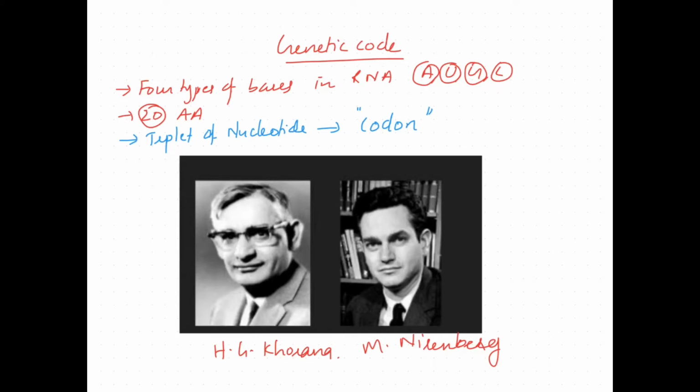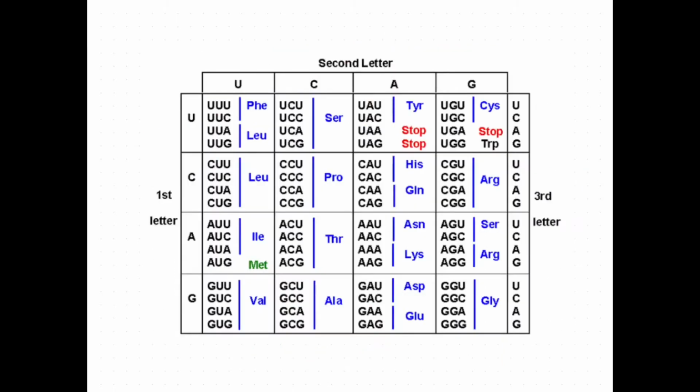If you go for triplets of these 4 nucleotides, we can have 64 combinations. Now see these 64 combinations. Out of 64 combinations, only 61 are coding for amino acids. You can see here 3 codons which are known as stop codons. That means when these codons come on mRNA, the process of translation will terminate because they do not code for any of the amino acids.